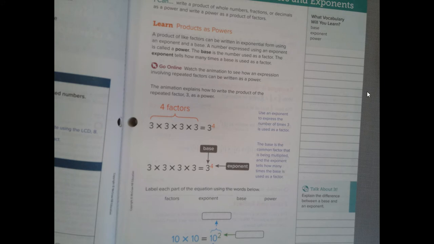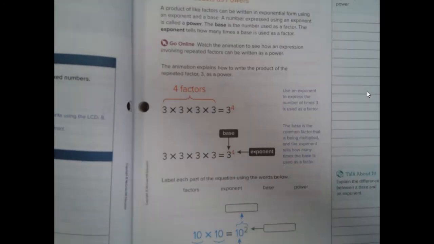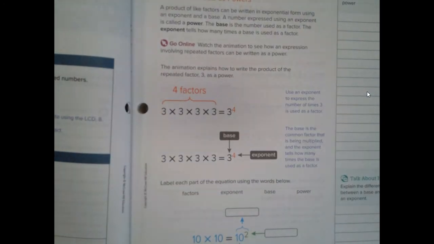So let's go ahead and look at this example. It says use an exponent to express the number of times 3 is used as a factor. So we have the base of 3 and it's being used 1, 2, 3, 4 times as a factor. So we're going to have 3 to the 4th power.